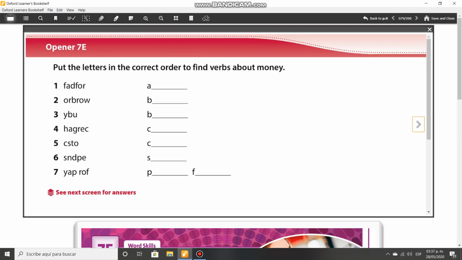And here you have some letters, and I want you to put these letters in the correct order to find the verbs about money. For example, this is very easy: cost, buy, it's a verb. Borrow, okay? So I want you to copy these words in your notebook, and I want you to try to find the correct order, okay? Because in this lesson we are going to talk about money, and we are going to see some verbs and words related to money.